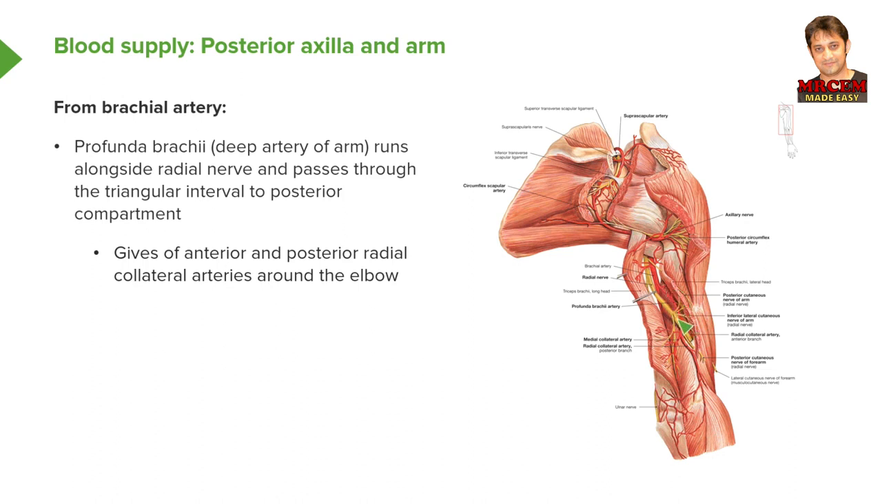As the profunda brachii runs down between the medial and lateral heads of triceps brachii, we can see it here. It gives rise to a series of collateral arteries. And these are collateral arteries. We've got a medial, we've got a radial collateral artery. We've got some anterior branches of the radial collateral artery here. These are all passing down to anastomose around the elbow joint. So they'll form important anastomoses around the elbow joint as they're running distally towards the elbow. And these are coming off the anterior and posterior radial collateral arteries coming from the profunda brachii artery.